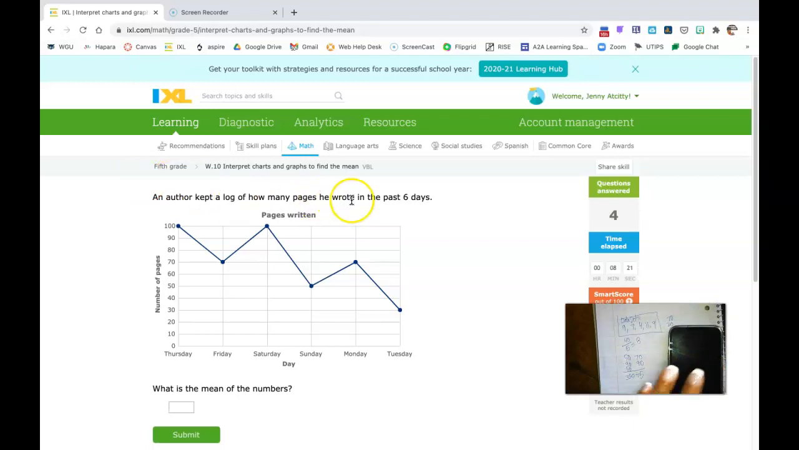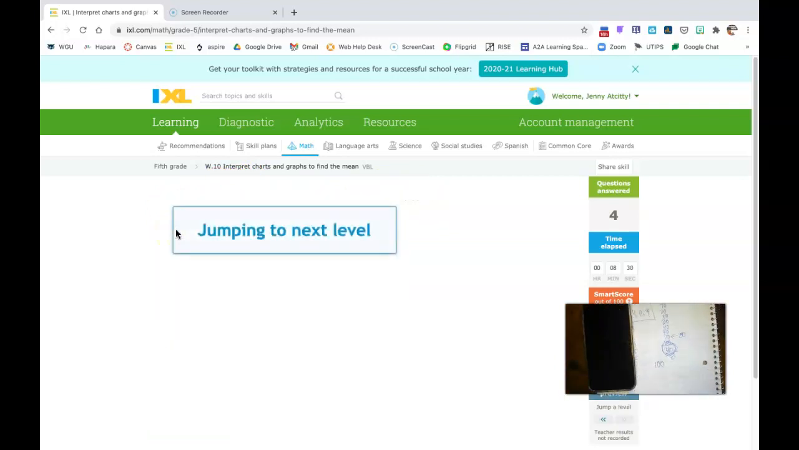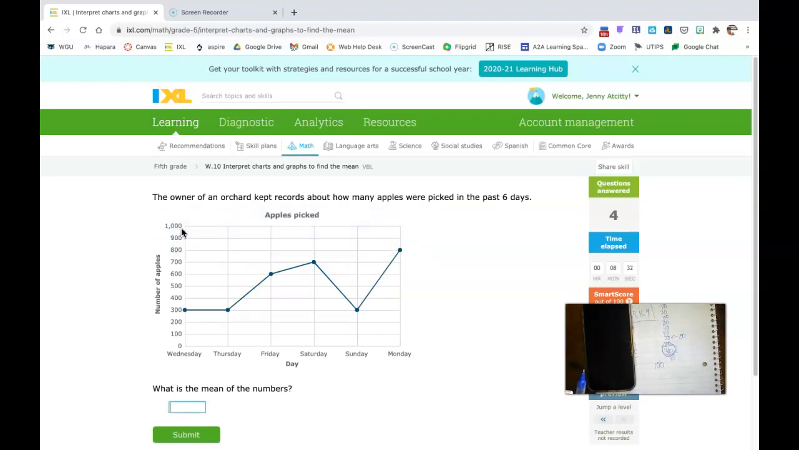So this is how many pages an author wrote in the last 6 days. So I'm going to have to write my data set. So Thursday, my number is 100. Oh, okay. Let's just do this one. So this is how many apples were picked in 6 days.